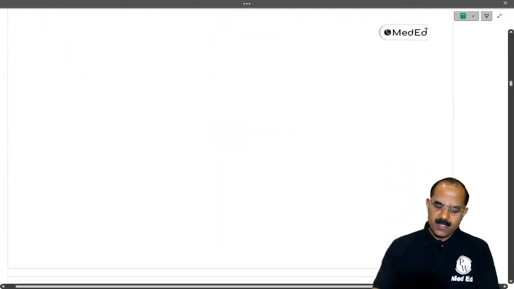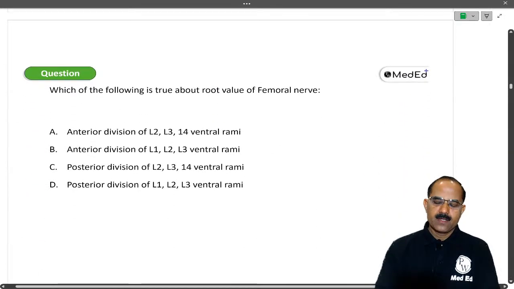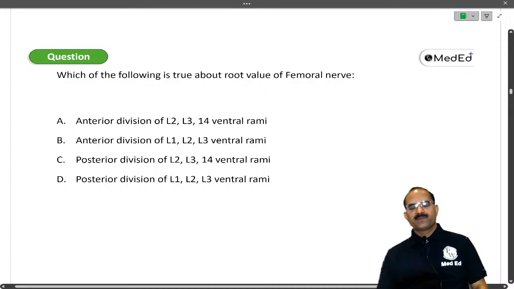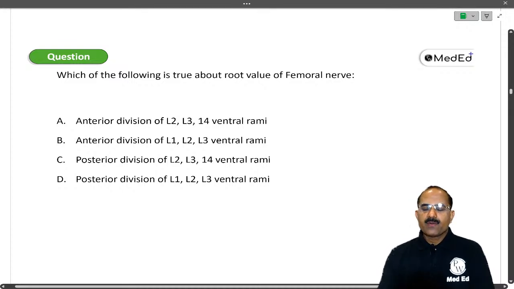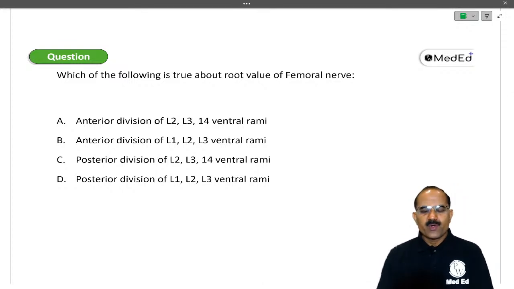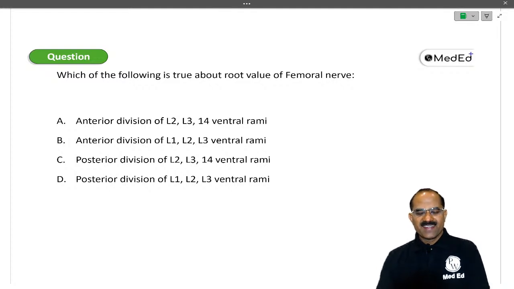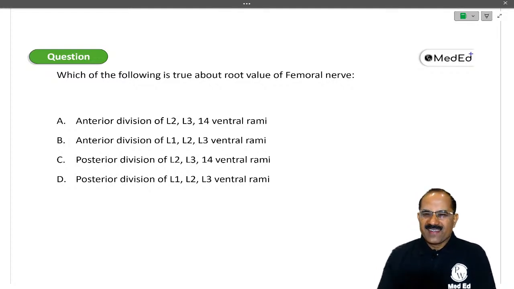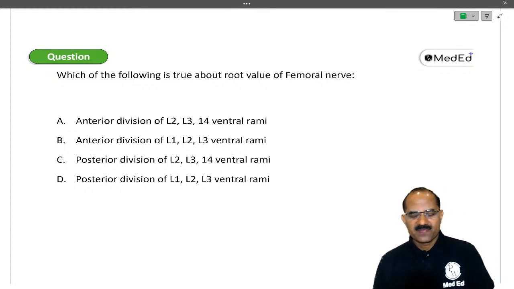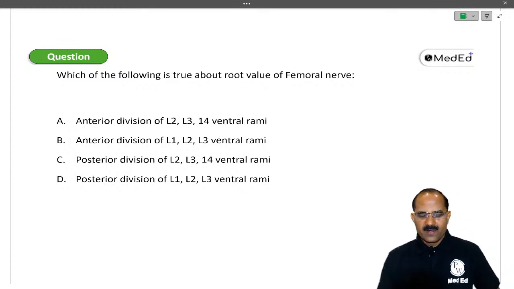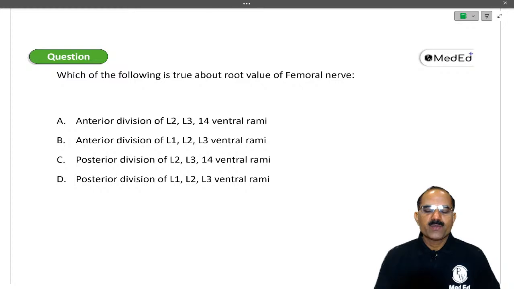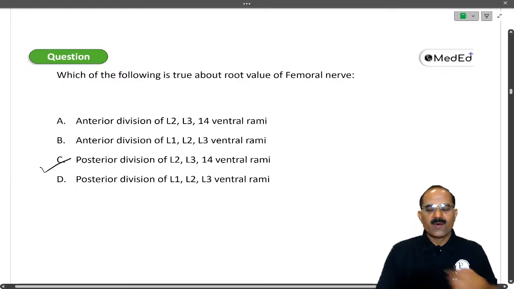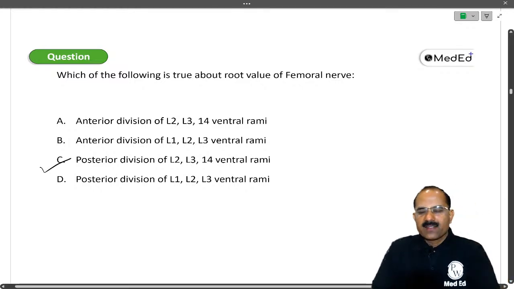चलो. Answer this. What is true about the root value of femoral nerve? Yes, बच्चों. Can anyone answer this? What is the root value of femoral nerve? Posterior division of L2, L3, L4 ventral ramus. Okay, very good. Answer is C for this.